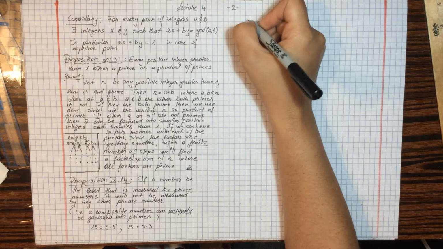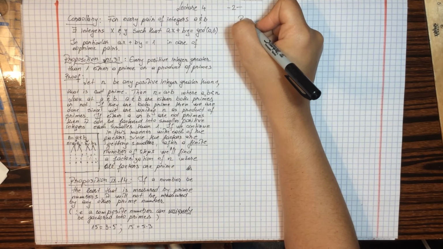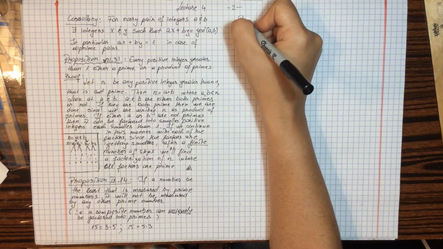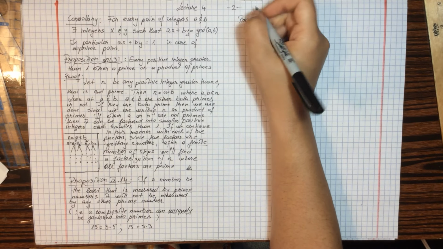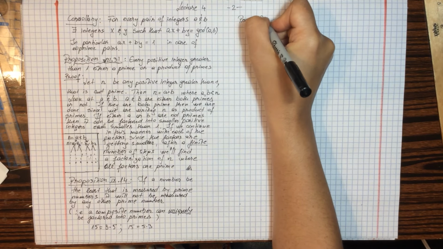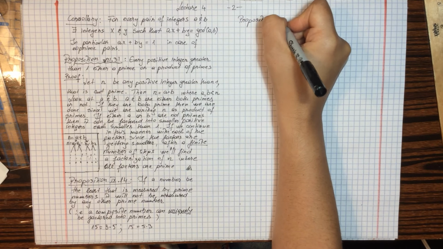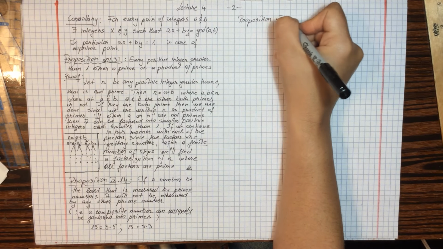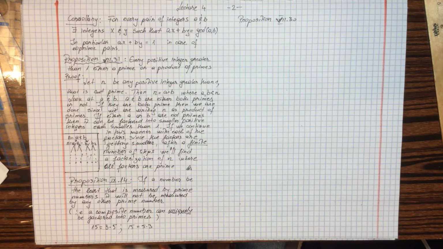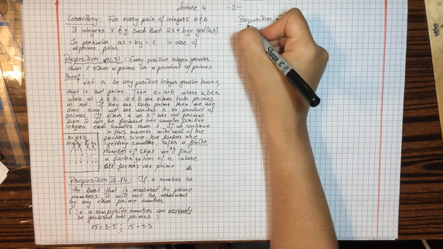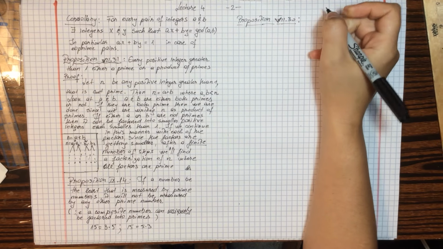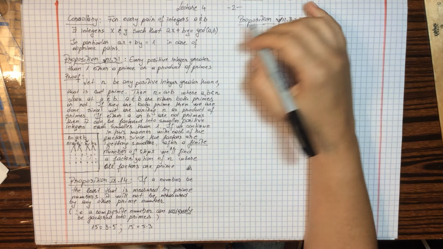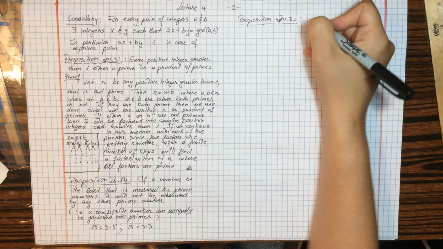All right, another proposition of interest is proposition 30 in book 7, actually. I'm going a little bit backwards, but it's okay. Proposition 7.30. It says the following. If P is a prime number and divides a product, A times B, then P either divides A or divides B.